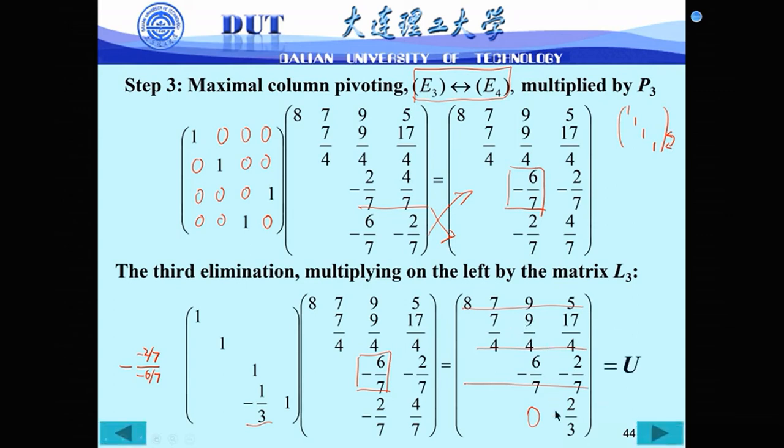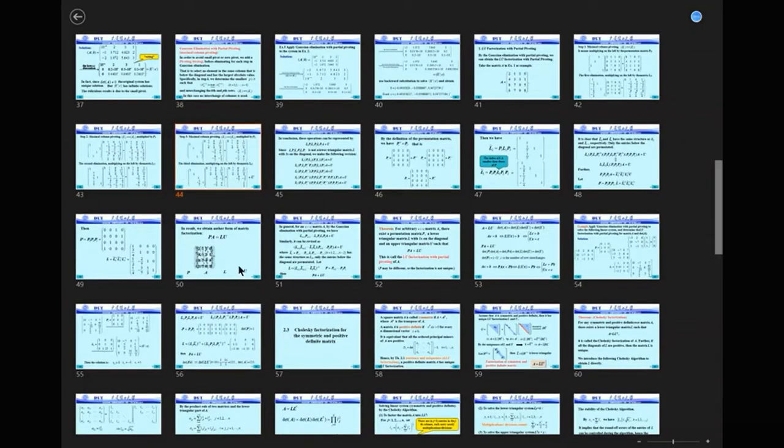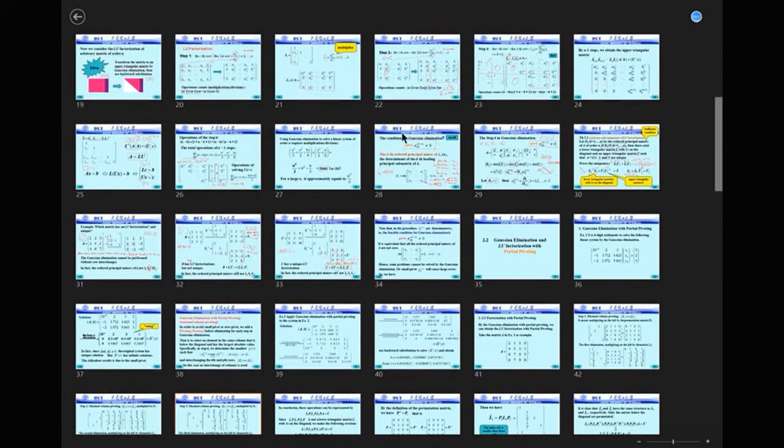This matrix U is different from the U obtained in the exact one last week, because now we use pivoting. So we obtain a different U. Maybe you will ask, since we obtain a different U, maybe we will obtain a different solution. Now let's show you first.